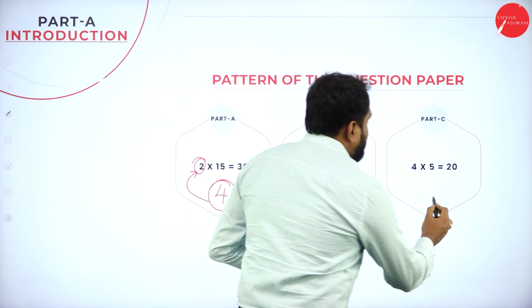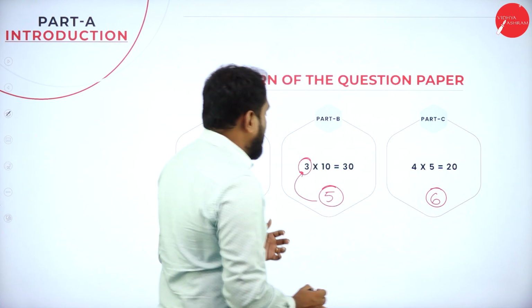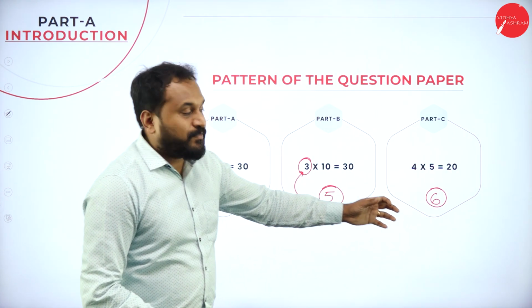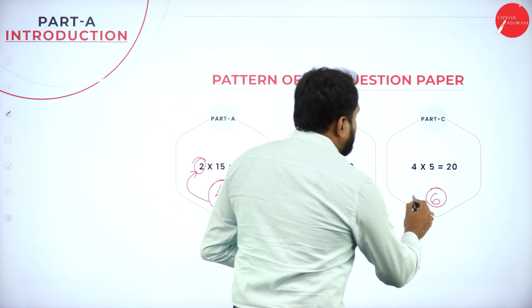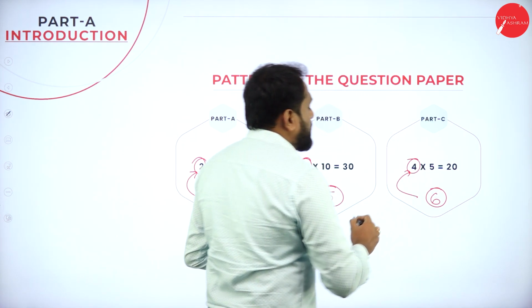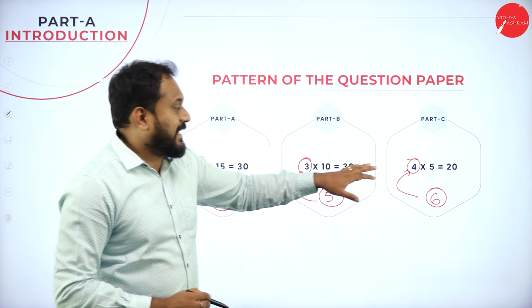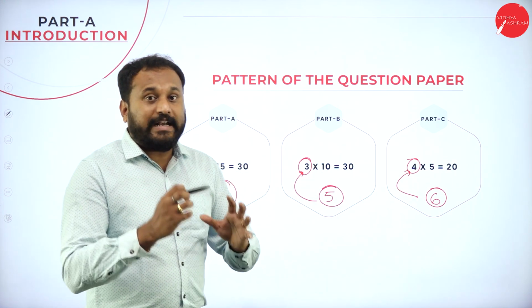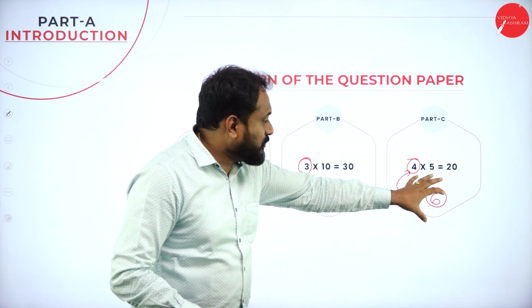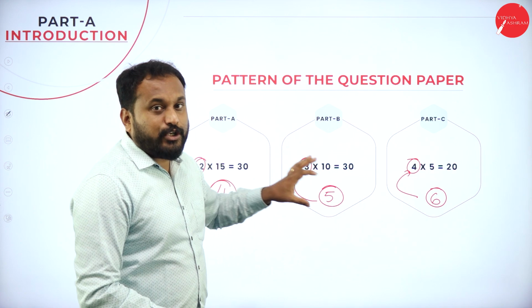And part C, you will be getting 6 questions. Of those 6 questions, you are supposed to attempt only 4 questions. How many questions? 4 questions. Each carries 5 marks. Total it is how much? 20 marks. So if you just calculate everything, you get 80 marks.